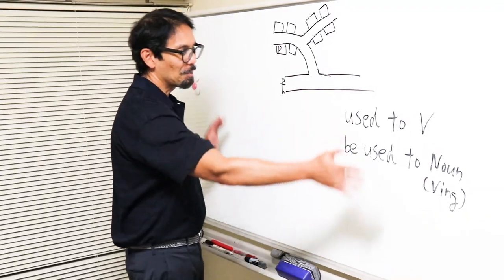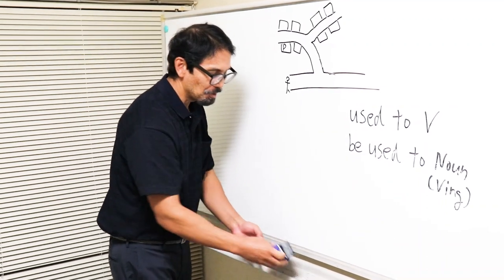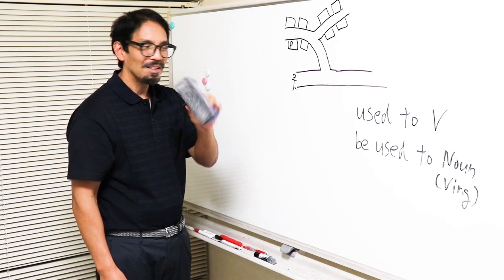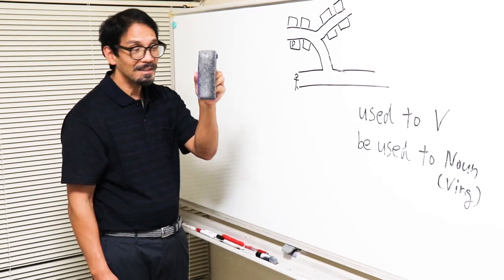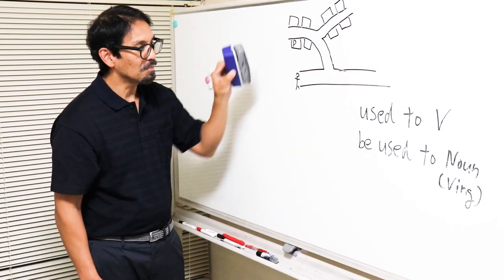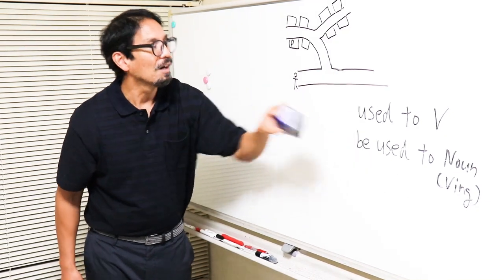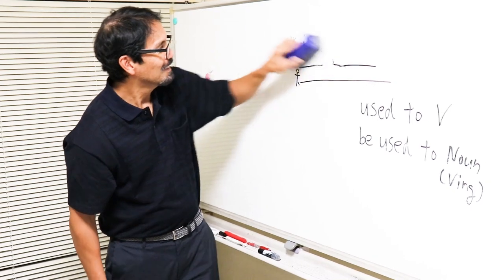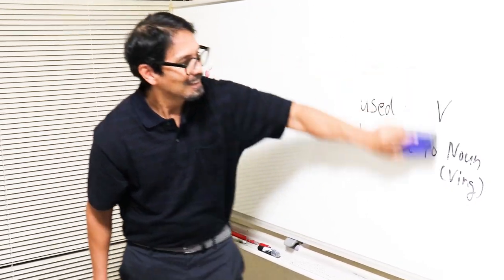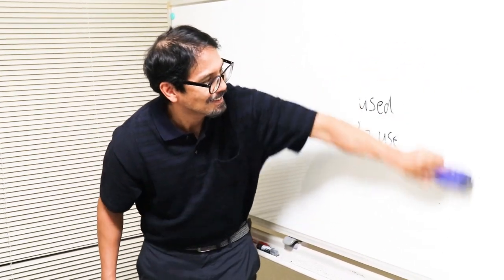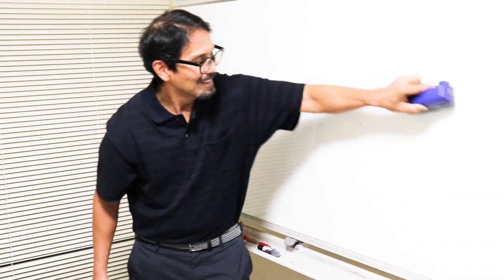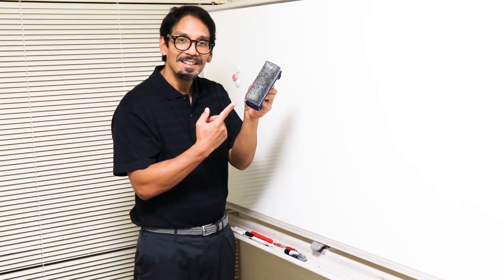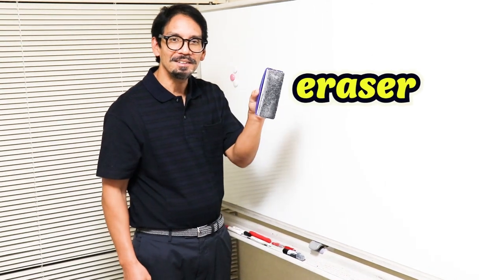All right, this is a whiteboard. And do you know what this is called in English? All right, so we use this to wipe off something that we have written on the whiteboard, like this. All right, can you guess what this is in English? All right, it's an eraser.